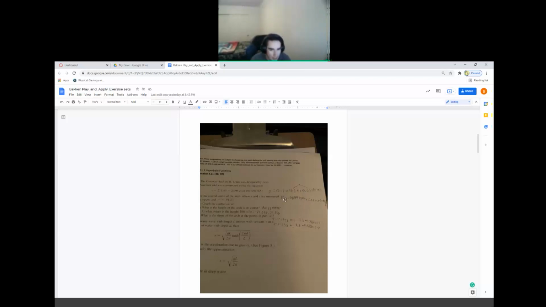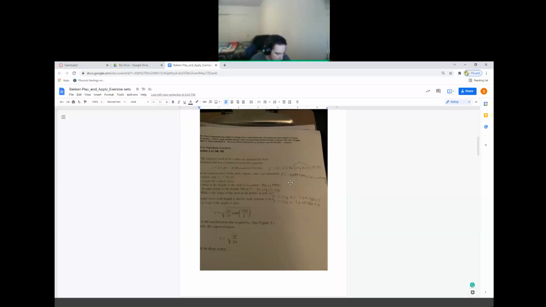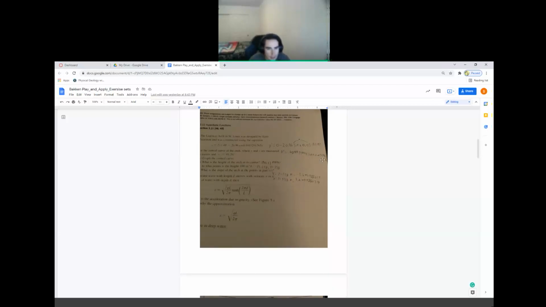And then D, what is the slope of the arc at the points in part C? That's where you need to find the derivative of this equation, which I have written out right here. I ran out of room because this number is very long. So I used the derivative rules for hyperbolic functions to figure this out, and then I plug my x values into my derivative equation to get the slope at that point. So there it is, which is negative 3.6 and positive 3.6 with a long decimal after it, but that's the rounding of it. And that's 48.